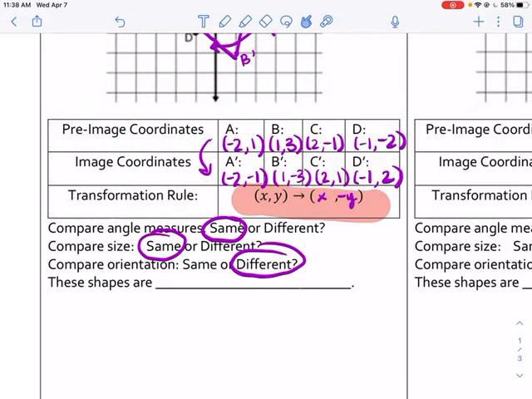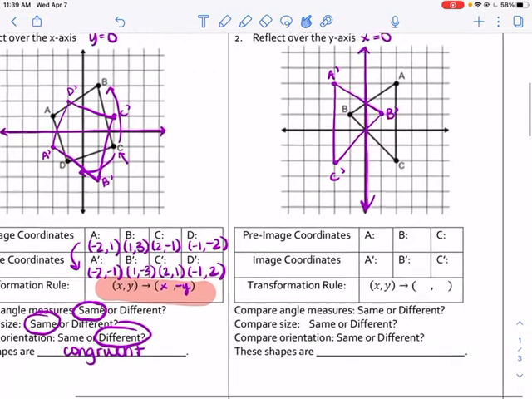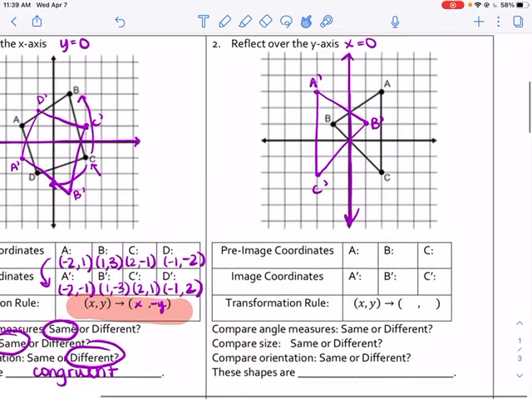And then even though the orientation is different, because the angle measures are the same and the size is the same, and these are the same shape, these shapes are congruent. They are the same shape and the same size. And the orientation, although it's different and important to know that it's different, doesn't affect that these shapes have earned the status of being congruent. So now let's look at this y-axis.